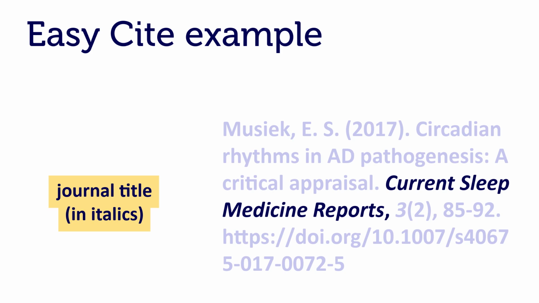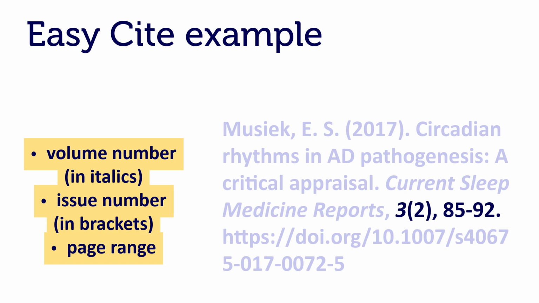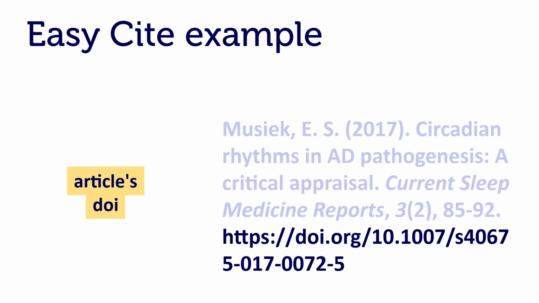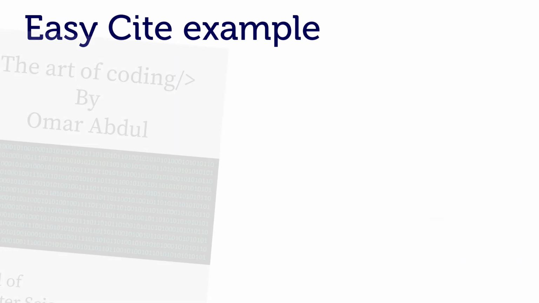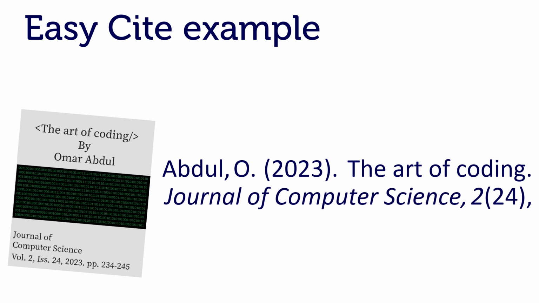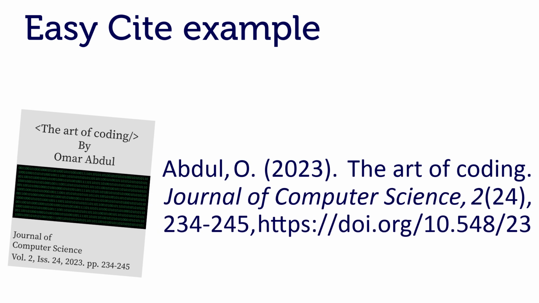Next, we need to include the title of the journal, and this comes in italics, then the volume and issue number of the article and its page range. The volume number should be in italics, and the issue number should be in brackets. Lastly, we need to include the article's DOI. Now we just need to format the information from Abdul's article in the same way as the example from Cite.